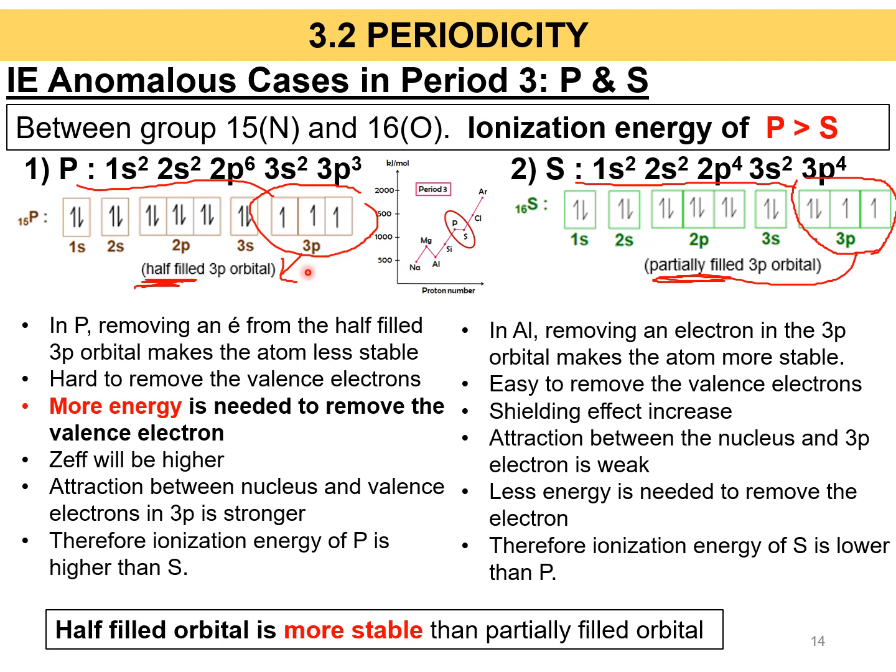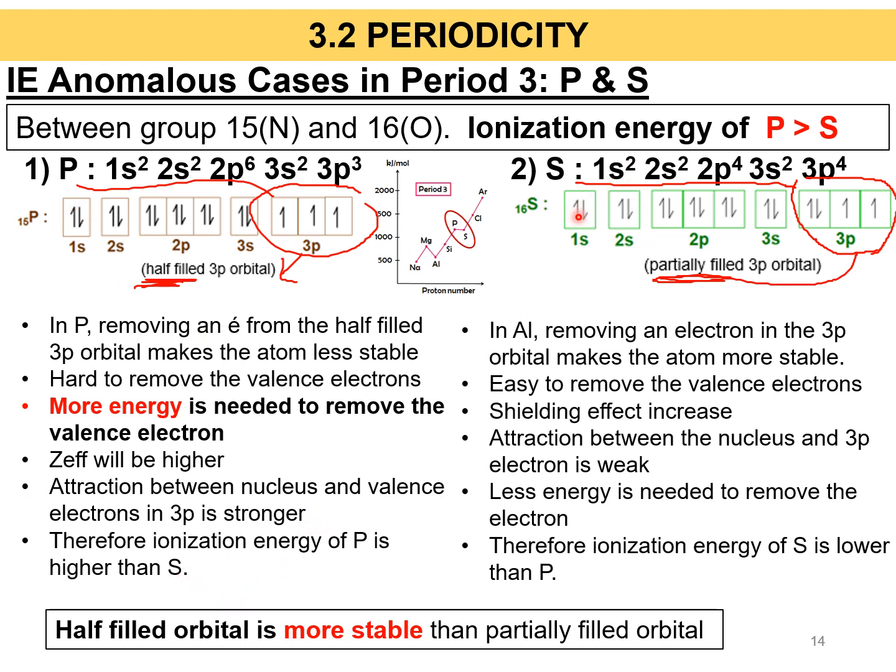Okay, so bila susah, kenapa susah nak remove electrons? Sebab the attraction between nucleus and the valence electrons in 3p is stronger. Therefore you need more energy, kita perlukan banyak energy untuk remove the electrons, the valence electron in phosphorus. Sebab itulah ionization energy of phosphorus is more than sulfur.